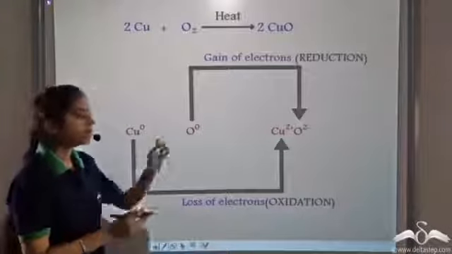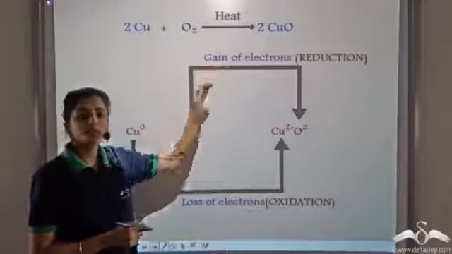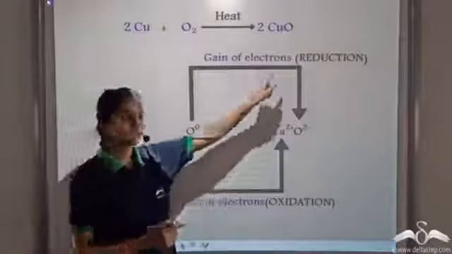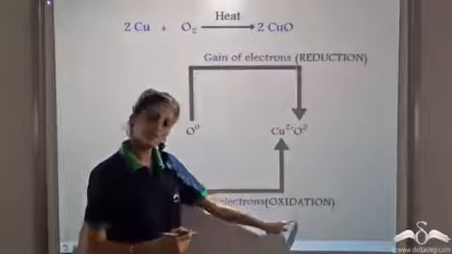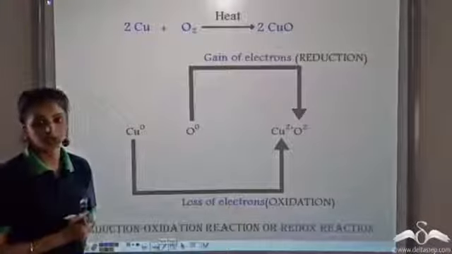So we know now how the removal and addition of oxygen is related to the electrons being involved. In this case again, we see that reduction and oxidation reactions are taking place simultaneously. So this is a redox reaction.